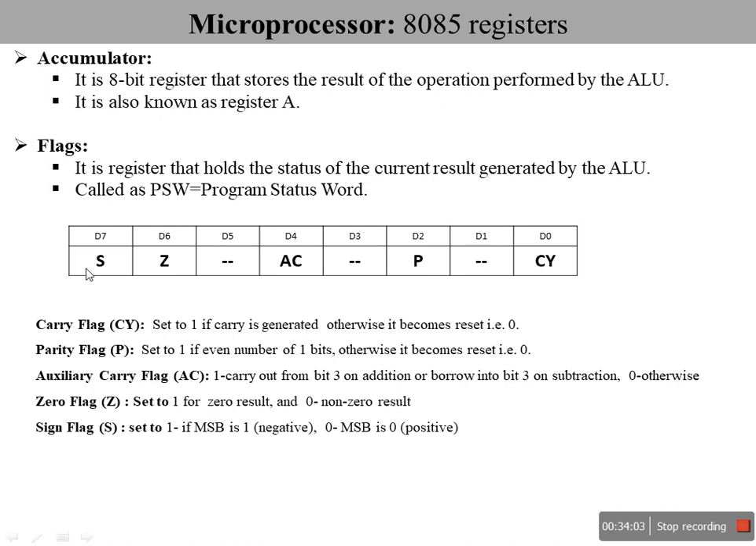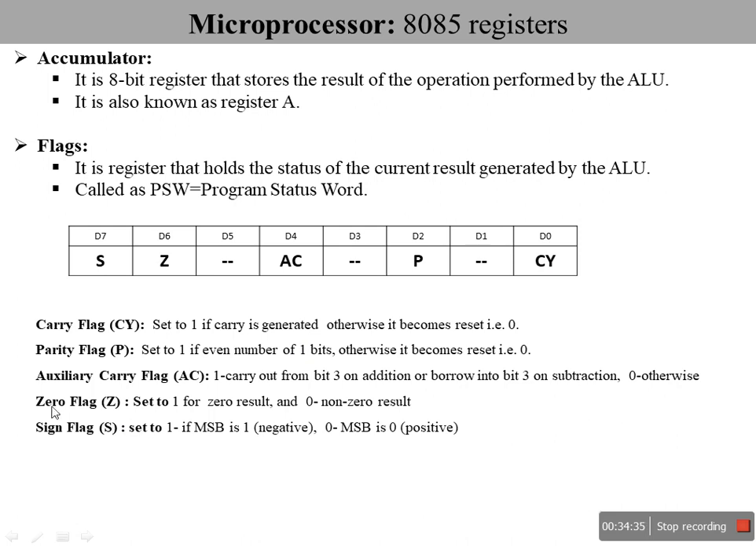The next is the fifth bit, the auxiliary carry flag. It is set by a carry out from bit 3 on addition or a borrow into bit 3. If you are adding two 8-bit numbers and there is a carry from the 4th bit to the 5th bit, assuming this is an operand, then this flag will be set. If there is no carry from this bit to this bit, then it will be reset.